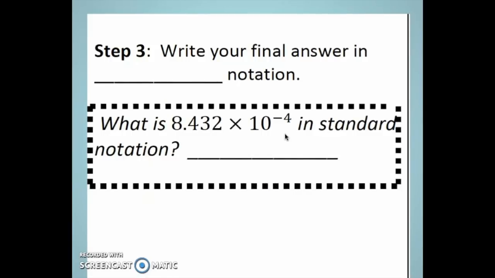The final step, write your final answer in standard notation. Here's my scientific notation number, what does that number look like in standard notation? So we are going to move according to the exponent right here. It's negative and we have to move to the left and we would create our standard notation number.